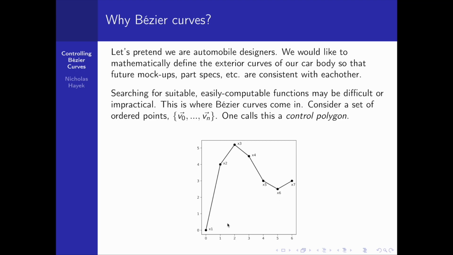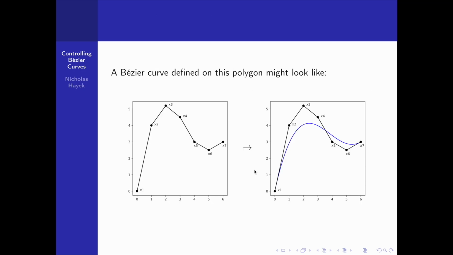So here we have a series of ordered points. We call these control points. They are vectors, usually in R2, but generally speaking, they could be in any nth dimensional space. And when they're ordered, they constitute a control polygon. And so that's what we have here. The Bezier curve, in theory, should be interpolating over these points, should mimic the shape of the control polygon. And so this is what that would look like.